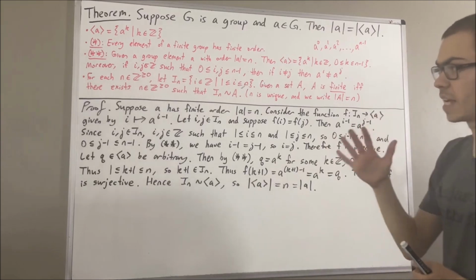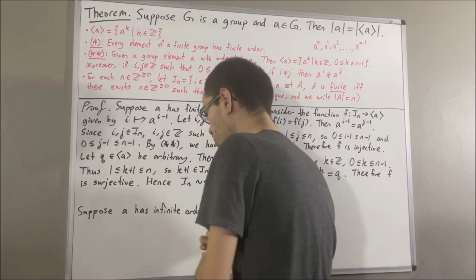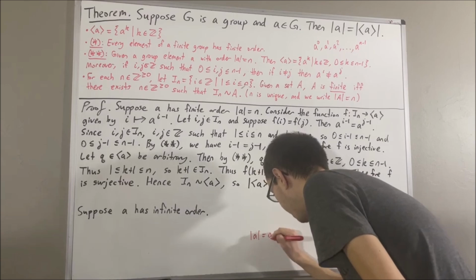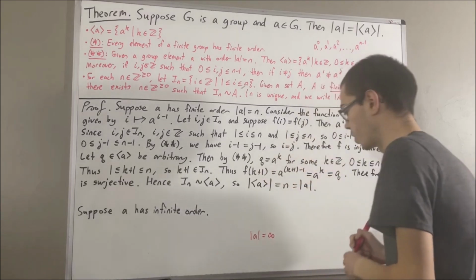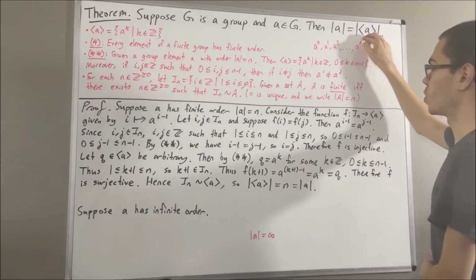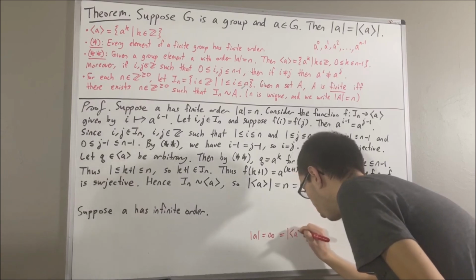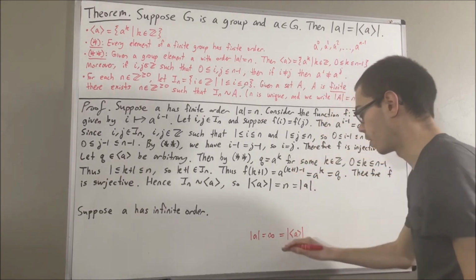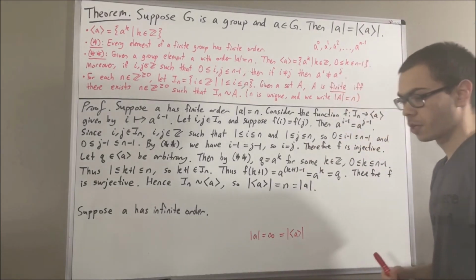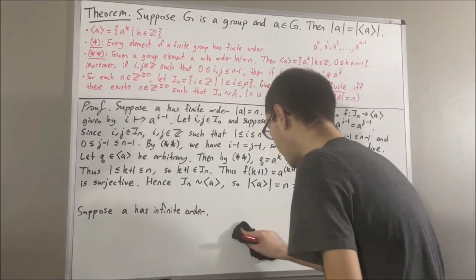Now let's consider the case A has infinite order. The notation we use to say A has infinite order is we say order of A equals infinity. So in this case, we want to show that the group generated by A has infinite order, because that will tell us the order of the group generated by A equals infinity. That's the notation we use, and hence the two orders are equal. So how do we prove that the group generated by A has infinite order?